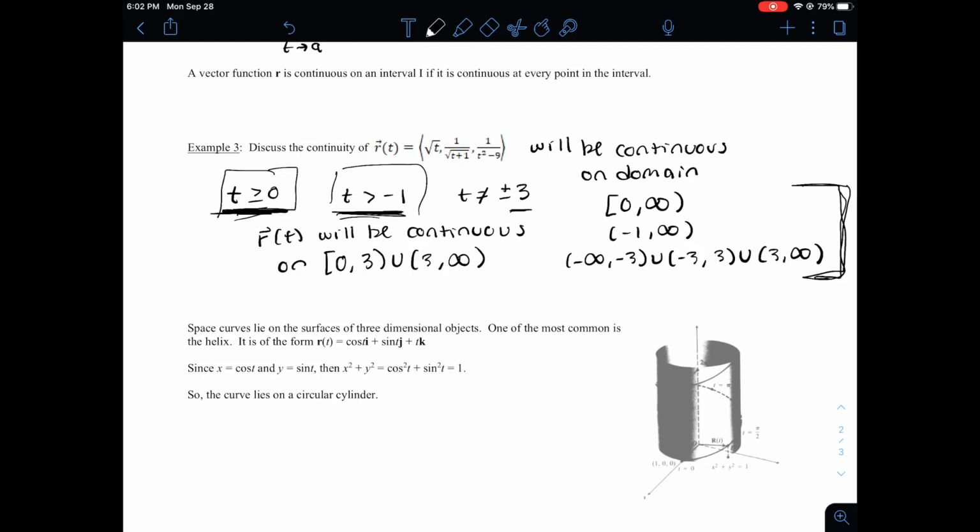Well, we can't include anything negative, so that ruled out this part, and that ruled out some of this part, and some of this part. Do you see how we ended up using this part of this, and part of this as our intersection, what they all had in common?